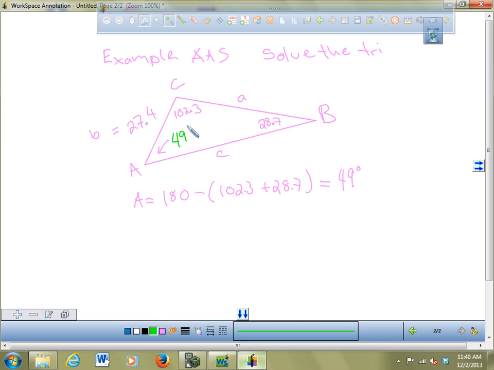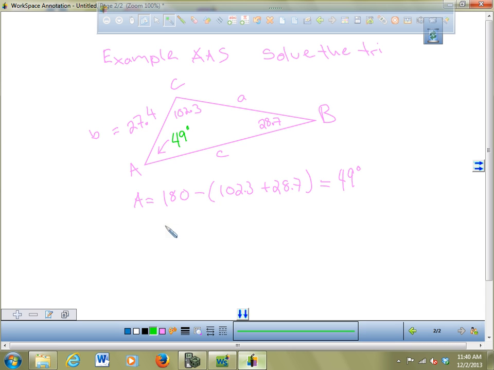If you're missing one angle, it's pretty easy to do by just subtracting those two from 180. Questions about that? Now we're going to find another side. Which side do you want to find? A, B, C? Let's find side A.